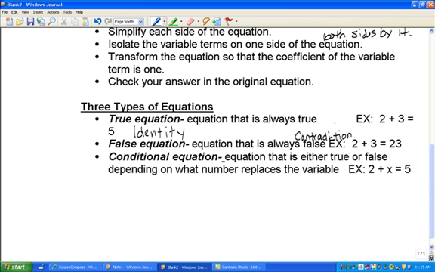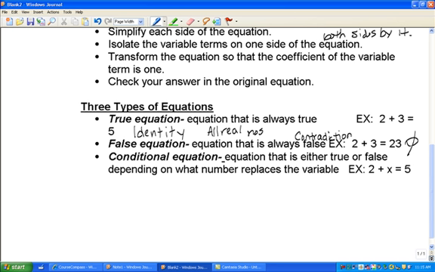And occasionally these will come up in solving. With an identity, the solution set will be all real numbers. And in the case of the false equation, nothing will make it true, so it's the empty set.